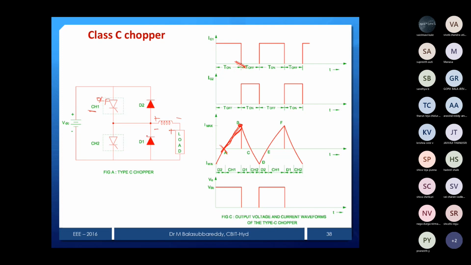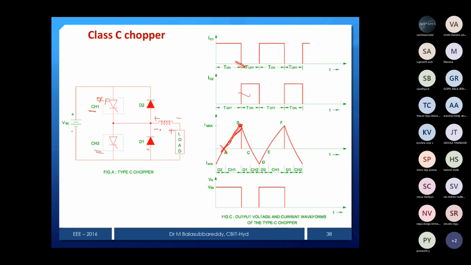Then the diode is going to be forward biased. At this instant, the diode is forward biased. So why is the diode conducting? Why not chopper 2? Anybody analyze this? Chopper 2 firing pulse is also available, but the diode is conducting. Why not chopper 2? Anybody?